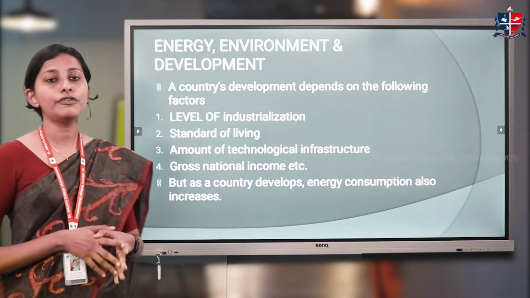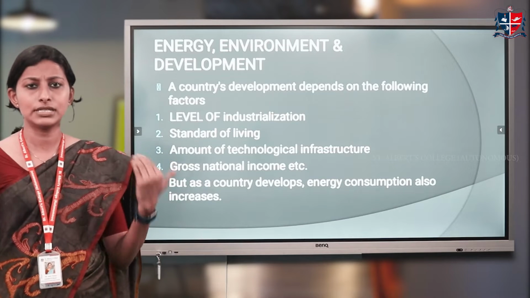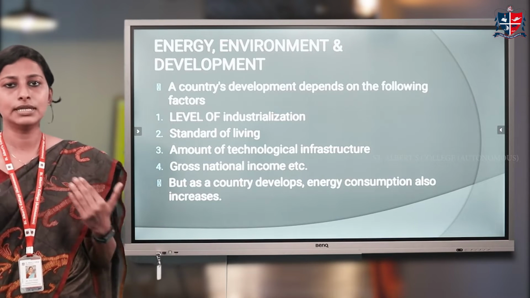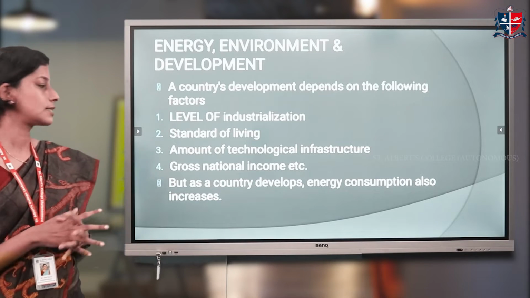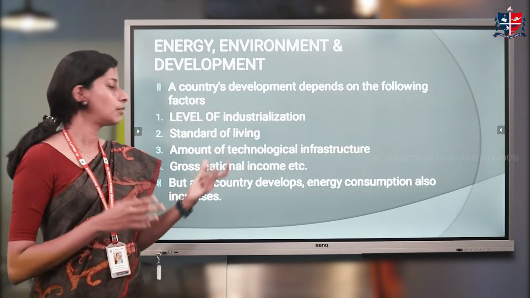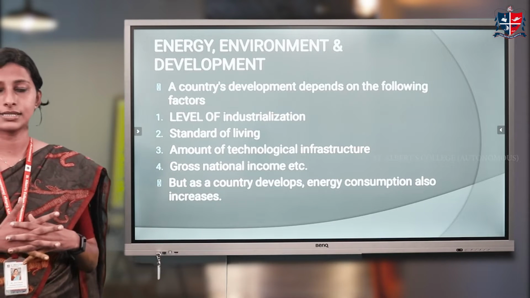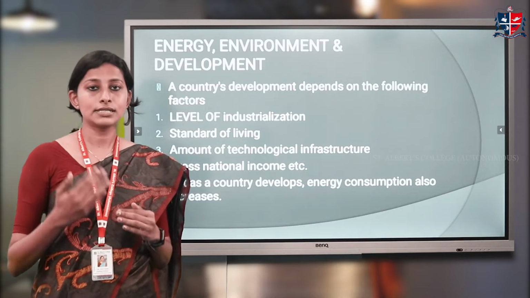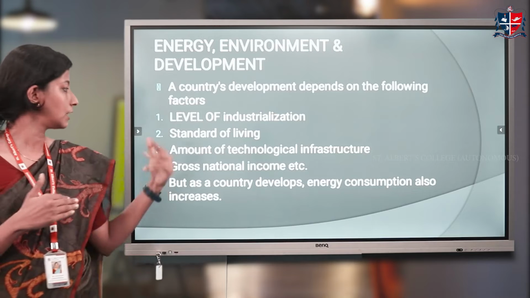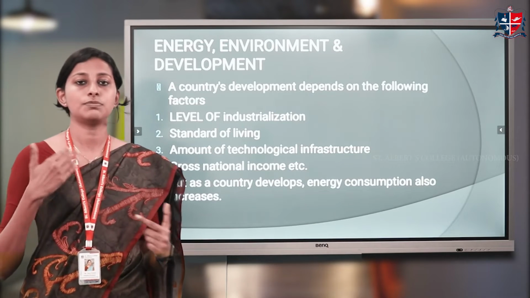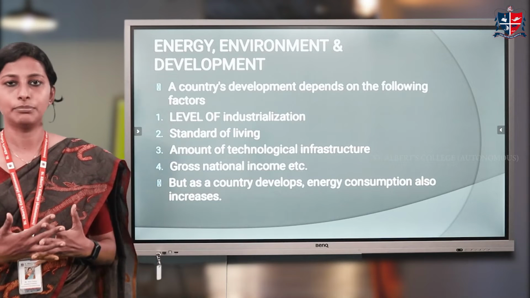The third one is the amount of technological infrastructure. Technological infrastructure means more IT companies come in, more bigger buildings and multinational companies come in. So that is a sign of development. The fourth factor is the gross national income. How do we mainly get our national income? A nation's income is basically dependent on taxes. We all know that, right? How do we get tax? We can get road tax, there is service tax. If the income has to increase, definitely there have to be more facilities in our country. So these are the factors on which a country's development depends.